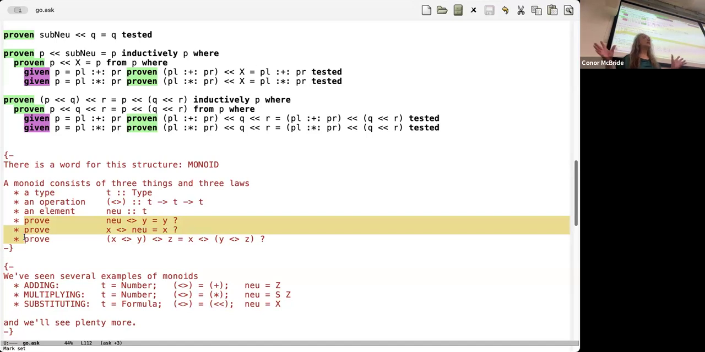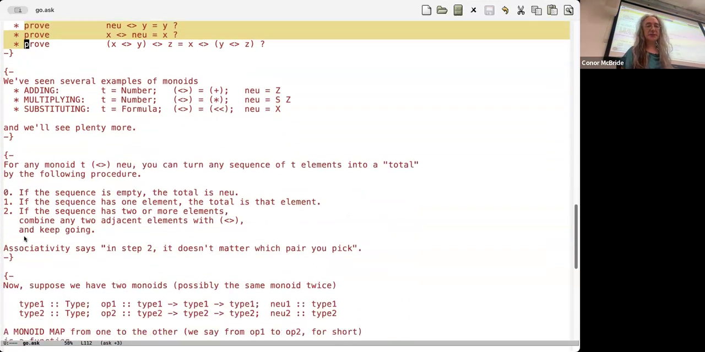And then no matter what the monoid is, you have that method for combining any number of things to get one thing. If you're starting with no things, you use the neutral element. If you're starting with one thing, you use the thing. If you've got two or more things, you pick any two neighbors, you combine them with the operation, and you keep going until you've just got one thing left. And the associative law tells you that it didn't matter which neighbors you pick, you're going to get the same answer anyway. Okay, that's that stuff there.